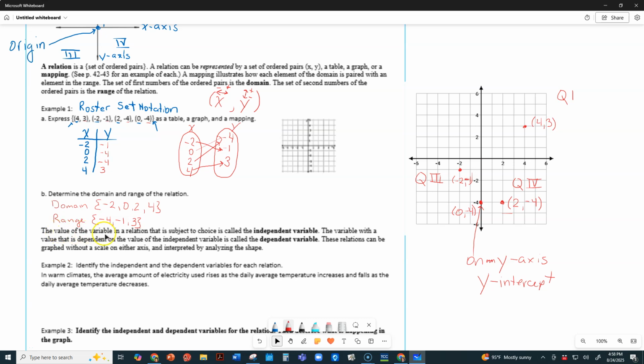Here they're telling you that the variable in the domain position, that first number, is going to be called the independent variable. X is independent and Y is dependent. It'll make more sense when we are working with word problems to explain dependence and independence. Otherwise, it's just something that you memorize. These relations can be graphed without a scale on either axis and interpreted by analyzing the shape.